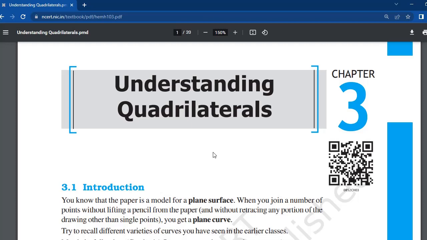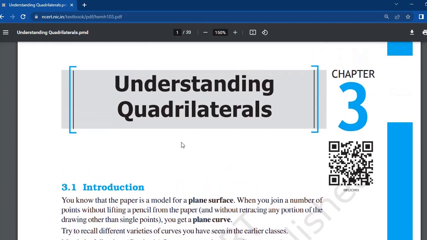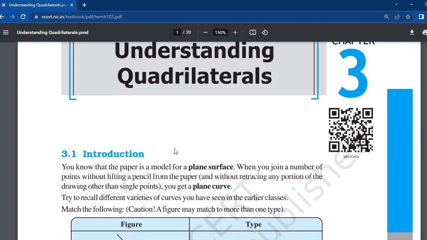If you are not comfortable with the previous chapter, don't worry. I will try to cover those things as well during this video itself. So this book is just a printout of the NCERT books where we are starting chapter 3. Today I will just take you through till the examples only. Next video I will solve the questions and answers as well. One by one I will solve all the answers.